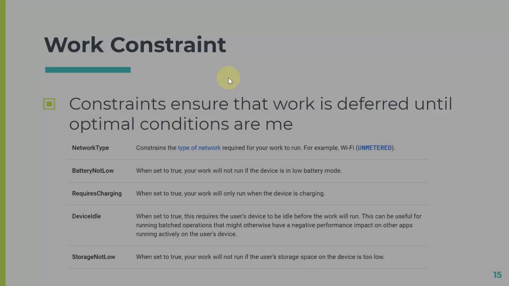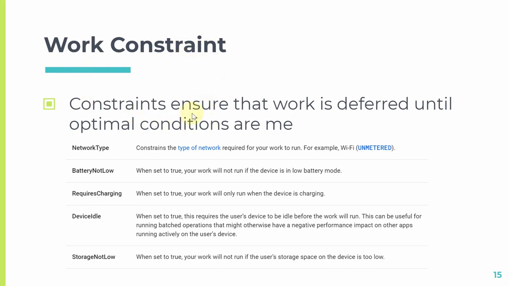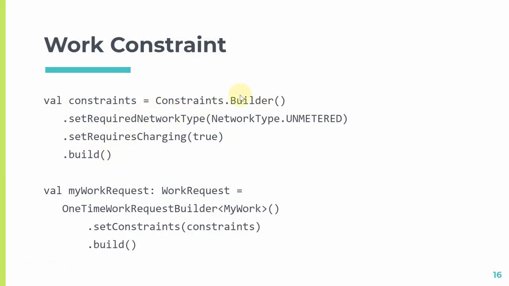The work request can also have configuration such as the work constraints here. The constraints ensure that work is deferred until optimal conditions are met. The constraints check for several conditions, and if the conditions are not met, the work is pending, deferred. There are several conditions that you can set up, such as network type, which detects whether the smartphone has access to the internet. Battery not low means the work will be executed if the battery is not low. Requires charging is the opposite of battery not low. Then device idle, and of course storage not low.